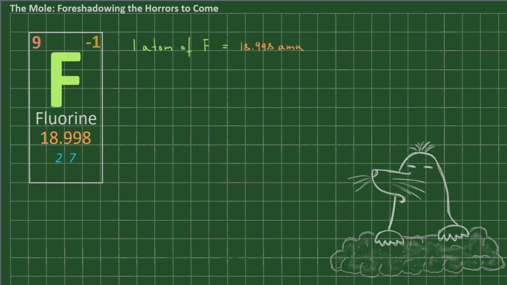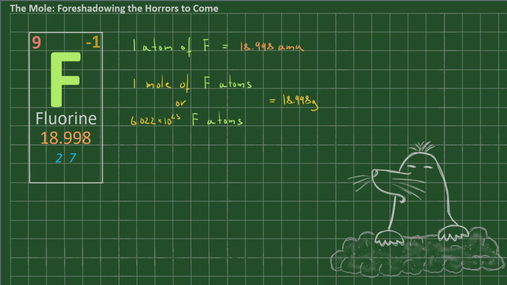And so I can say that a single atom of fluorine has a mass of 18.998 AMUs. That is all fine, but it is very hard to measure this out on a balance. However, 1 mole of fluorine atoms, or 6.022 times 10 to the 23 fluorine atoms, equals 18.998 grams. Now that is a mass that I can actually measure out. Please note the change in units.